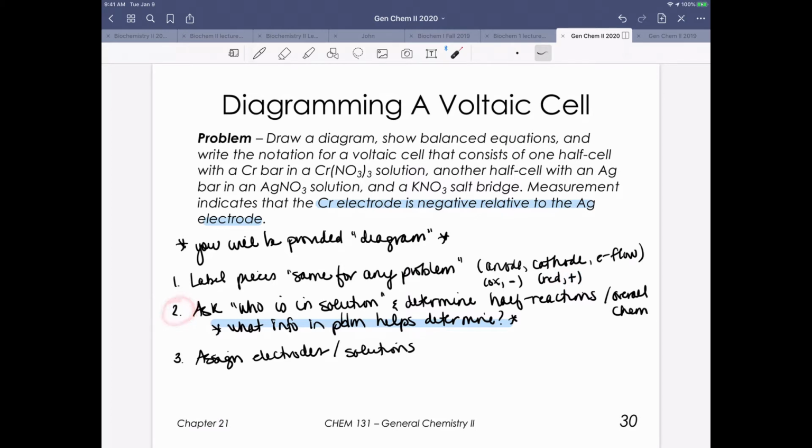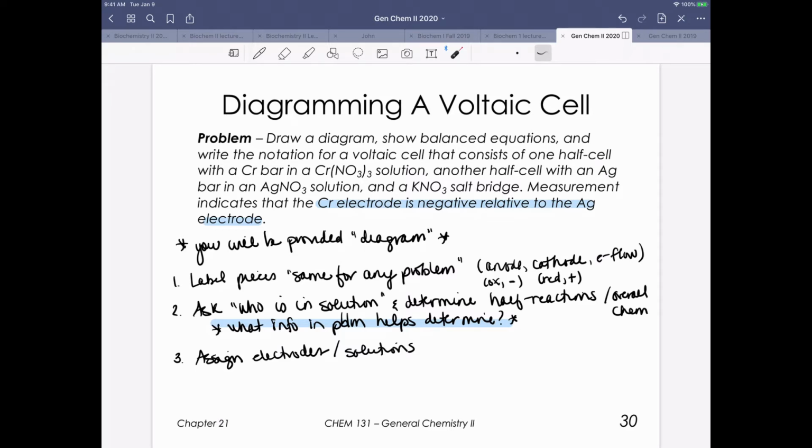The next thing you need to do is look at who's in solution and then break those things apart to determine your half reactions and your overall chemistry. We're going to build on the skills from our first lecture. Remember, we had to pull apart and identify who looked like they belonged together in a half reaction. And we might need some help from information in our problem to determine, for example, which is the oxidation and which is the reduction reaction.